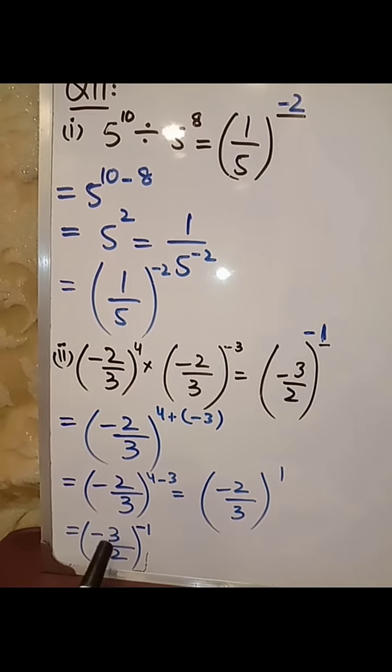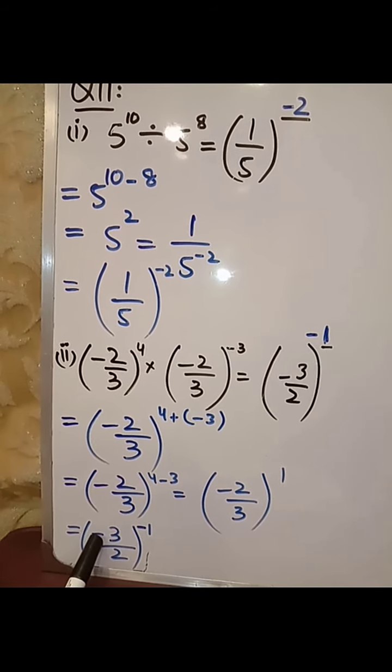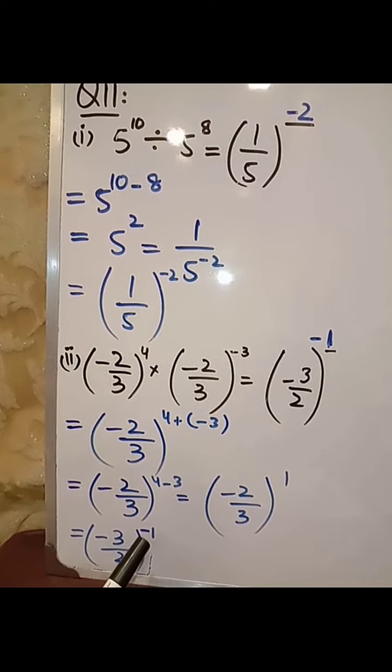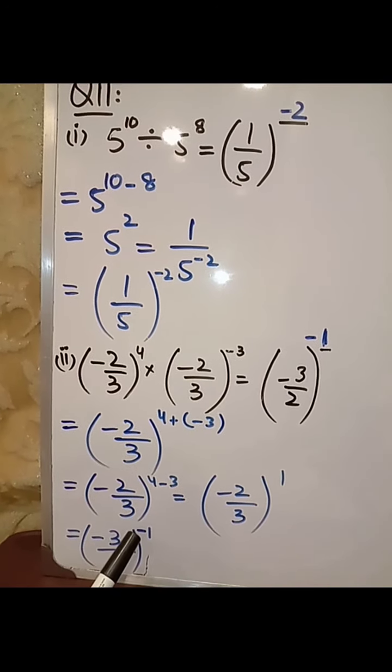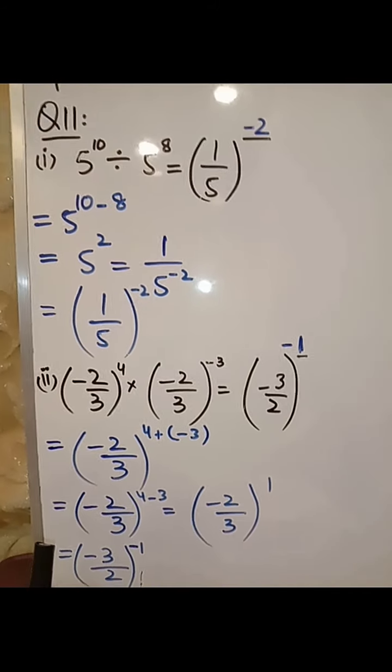When the terms change their place, meaning 2 becomes the denominator and 3 becomes the numerator, then the sign of the exponent will be changed. Plus 1 will become minus 1. So minus 1 will be your blank answer.